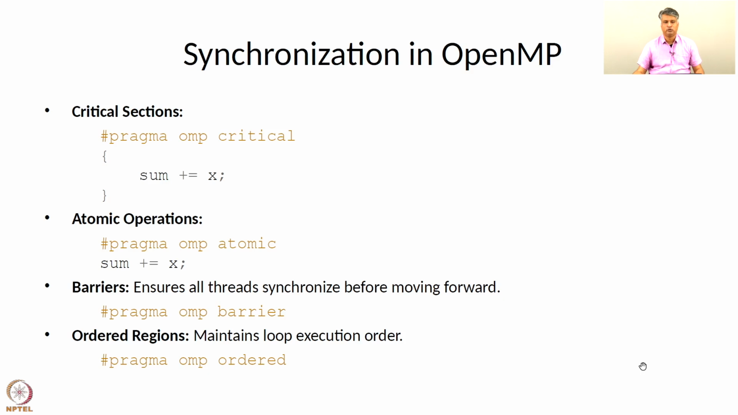Barriers. We know that different threads will run at different speeds based on the input data that they're getting, based on the CPU assignment or the core assignment, how the operating system handles it, based on the function they're actually calculating if you're doing sections parallelism. And if you want all the threads to synchronize at one point before moving forward, you have to use the OMP barrier. The other thing is ordered regions, maintaining loop execution order. Remember, there's no particular preference to the loop execution when we're doing a parallel for, but if you want some ordering to be done, then we use the OMP ordered function.